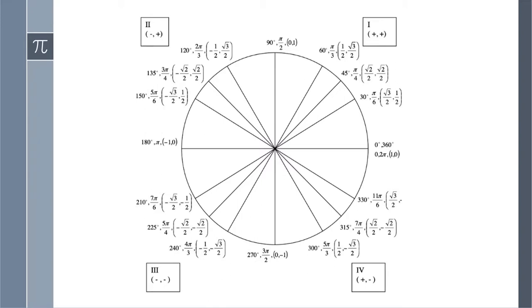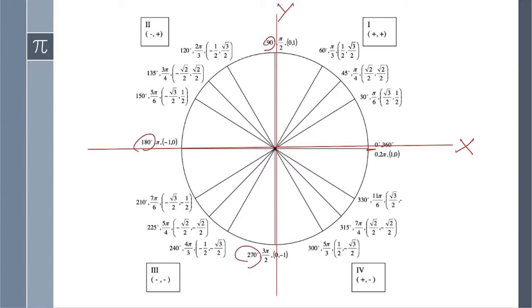So a couple of things here. We can say this is the x-axis and this is the y-axis. If we put this unit circle in the coordinate plane, this is the y-axis and that's the x-axis. Now we have the quadrantal angles, which are 0 degrees, 90 degrees, 180 degrees, 270 degrees, and then when you come back to 0, that is 360 degrees.